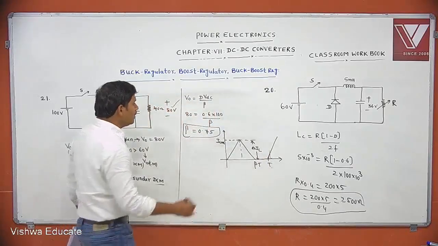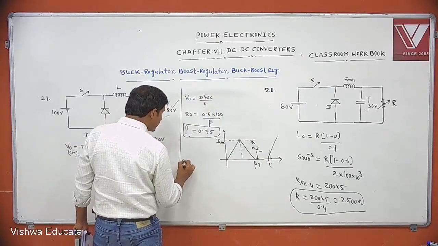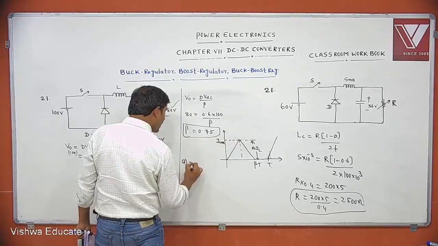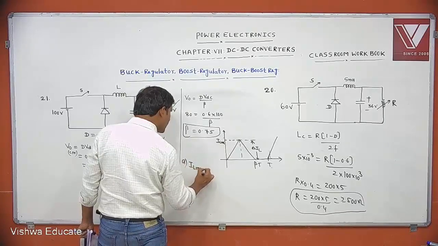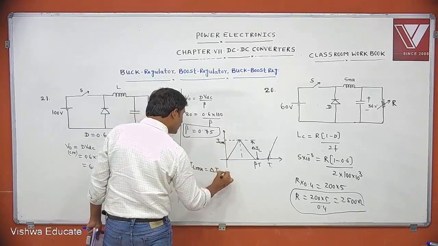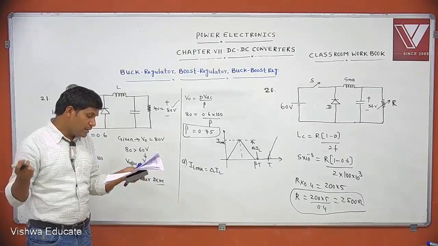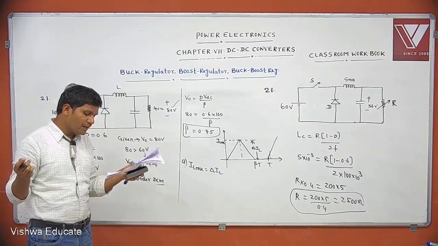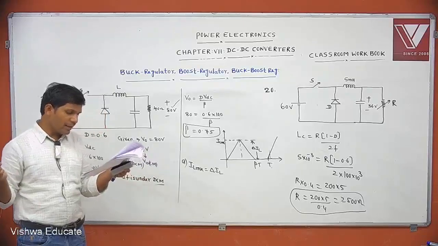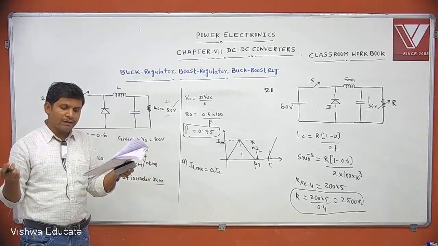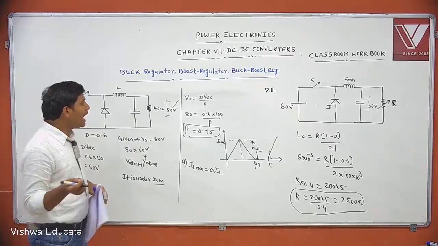So the first question is to solve for IL maximum. The maximum inductor current is nothing but delta IL. You calculate delta IL, and that gives the maximum inductor current. Then how do we calculate delta IL? To calculate it, we go for the average current.